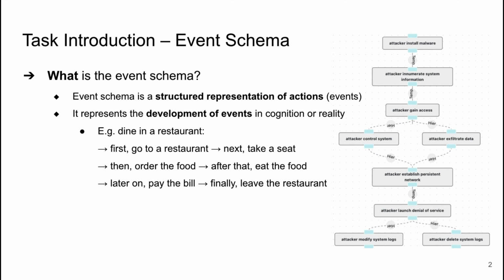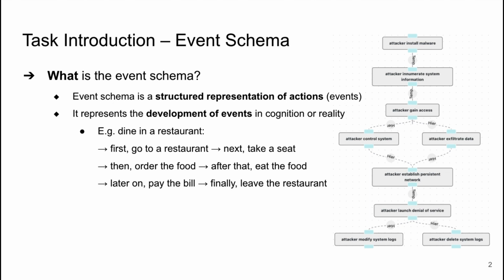In the beginning, I'd like to talk about our tasks. So, what is a schema? Simply, you can view it as the development of events in a scenario. For example, if I want to dine in a restaurant, first I need to go to the restaurant, take a seat, then I order food and eat the food. Later on, I pay the bill, and finally, I leave the restaurant.